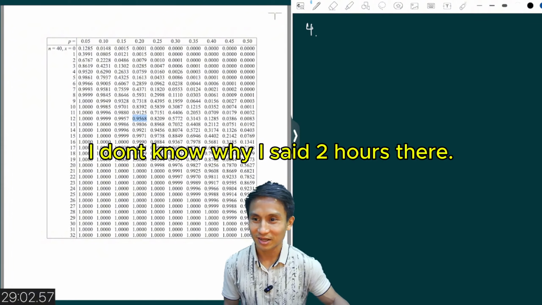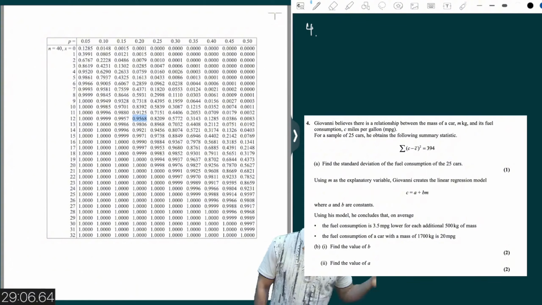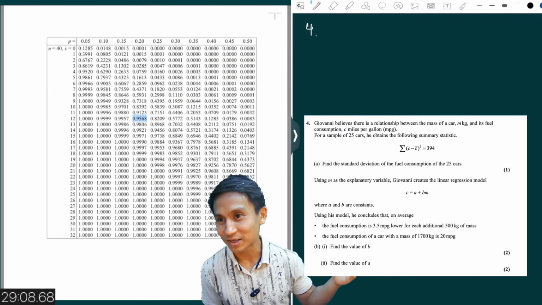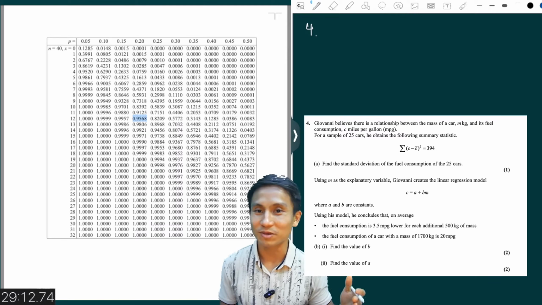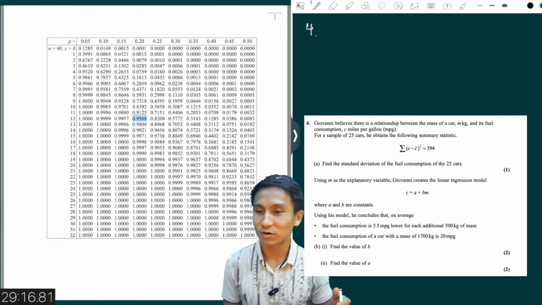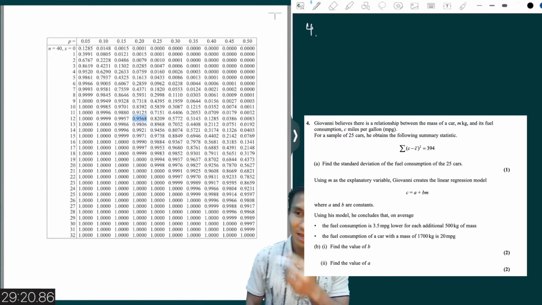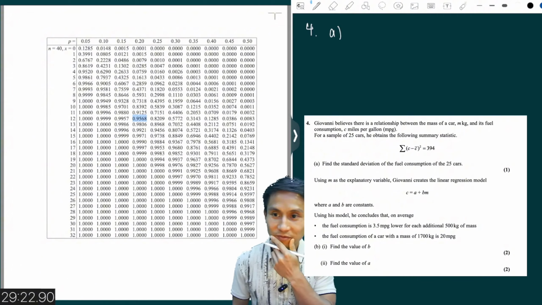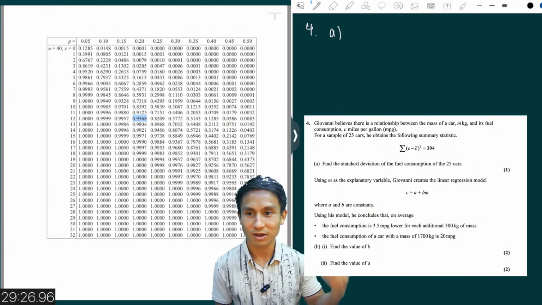All right, question 4. Giovanni, if I pronounce that right, believes there is a relationship between the mass of a car in kilograms and its fuel consumption, C miles per gallon. For example, of 25 cars, he obtains the following summary statistics. Part A: find the standard deviation of the fuel consumption of the 25 cars.